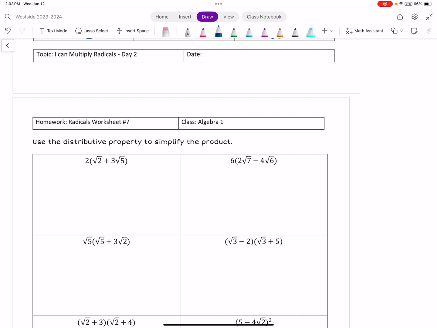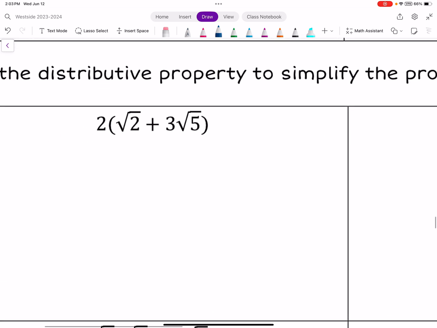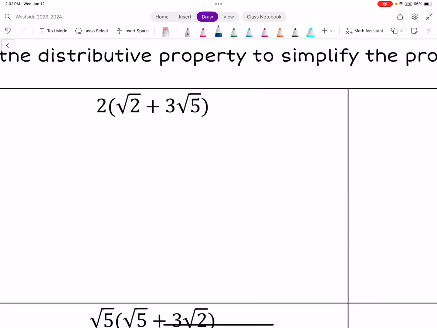So if we look at this first problem here, we have a 2 out in front, so we want to take 2 times the square root of 2 plus 3 square root of 5. So we're going to use that distributive property. I'm going to take 2 times radical 2. Right now there is no number out in front of radical 2, so these are just going to go together: 2 radical 2. Then I'm going to multiply these here. So 2 times 3 radical 5, which will give me 6 radical 5.